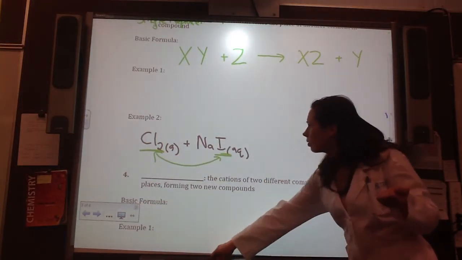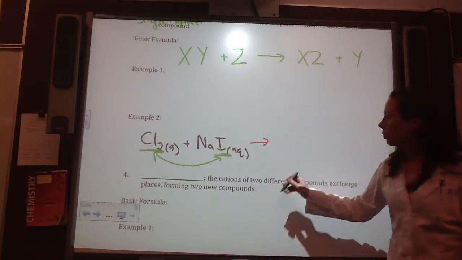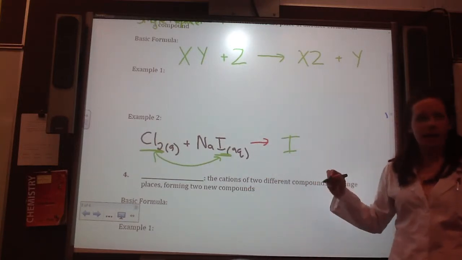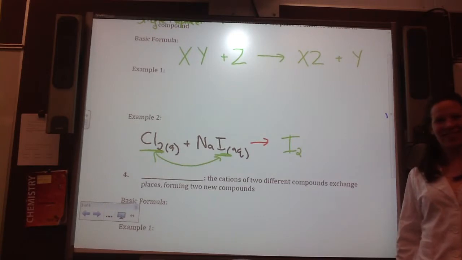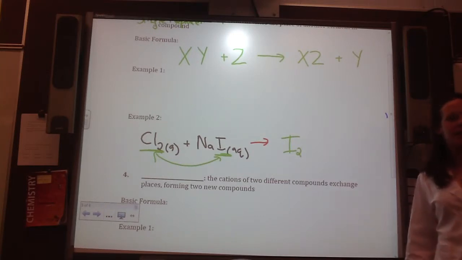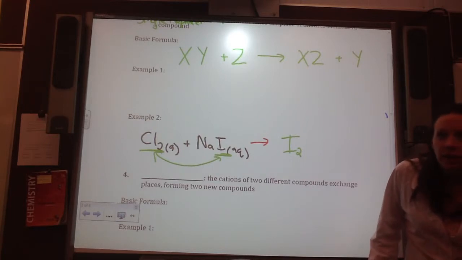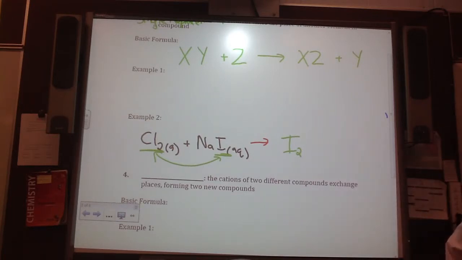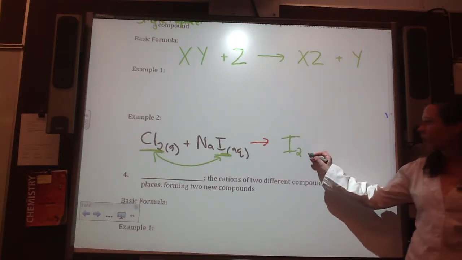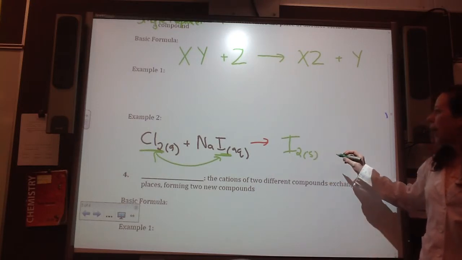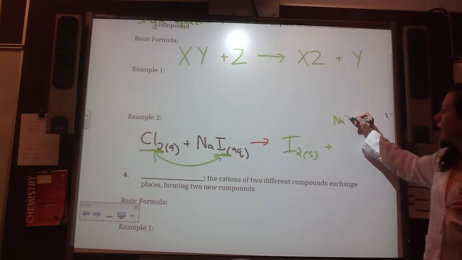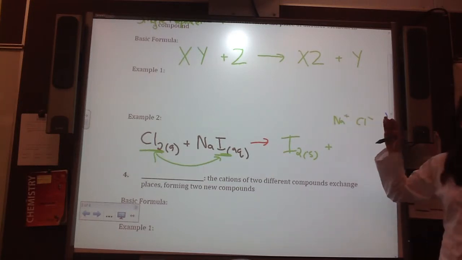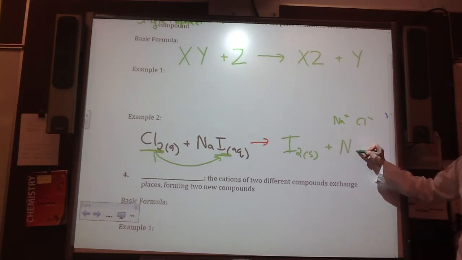So then iodine is going to be all by itself. Sad iodine, it got kicked out. But there's two of it, isn't there? Yes. Why is there two? Because it's on the diatomic table. And what is iodine when it's by itself at room temperature? Solid. Right. And then we end up with sodium chloride. Sodium's ion is Na plus, and chlorine is Cl minus. So when we crisscross, we get NaCl.